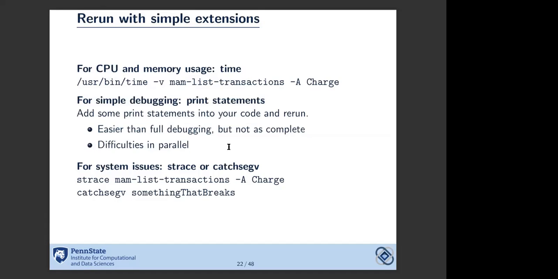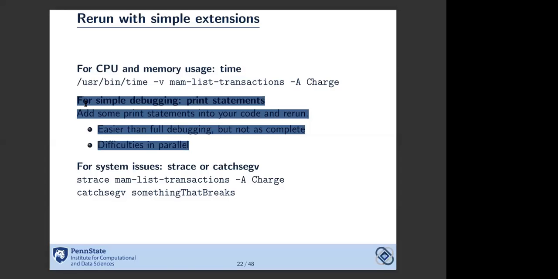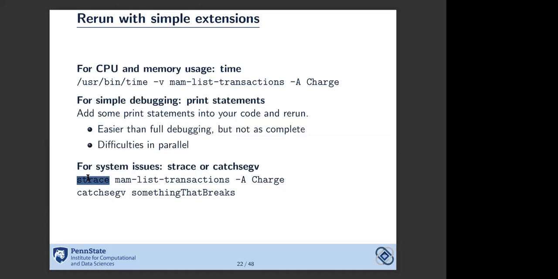You can also add print statements in your code to capture simple things, but you don't want to scatter various print statements all throughout your code. It's good to investigate simple things, but with complicated things, print statements themselves can start causing problems. strace is something you could prepend to the command that you want to run to capture kernel interaction. And catchsegv is useful for memory-related segmentation faults.